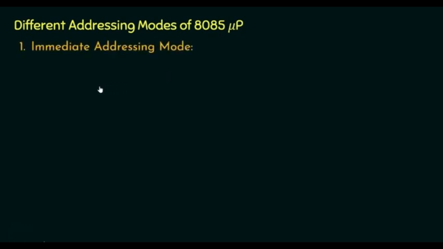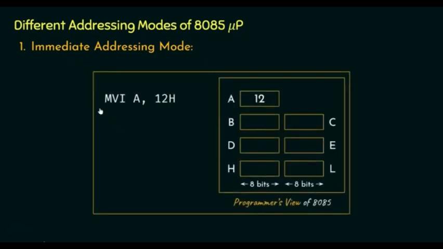Let me illustrate the first addressing mode, that is immediate addressing mode. Just now we have seen the example of MVI A,12H. Now what does it do? It takes the data which is given within the instruction itself and moves it immediately to the accumulator register. So when we are providing the data immediately in the instruction itself, that specifies the immediate addressing mode.